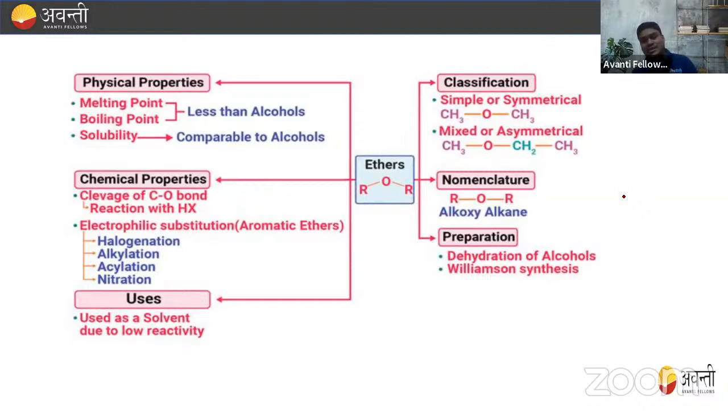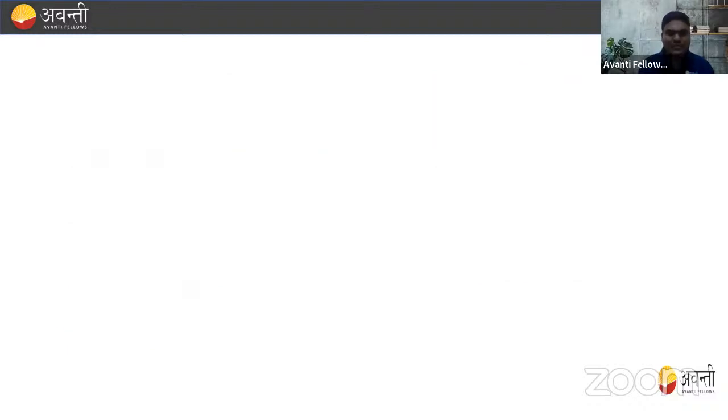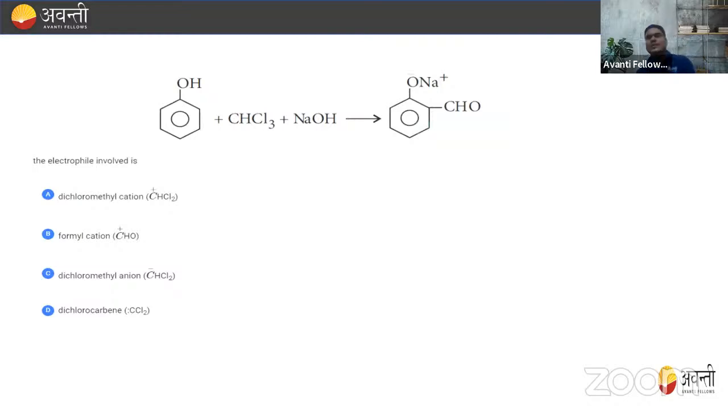Different types of reactions, like the ethyl oxygen reaction, and the nomenclature we already know: alkoxyalkane. Preparation: dehydration of alcohol, Williamson synthesis, symmetrical or asymmetrical ether. We already covered all this. Ethers are used as a solvent due to their low reactivity. So we have covered all of this. Now let's move to some important questions related to the alcohol, phenol and ether chapter, combined from all of them. Quickly tell me.